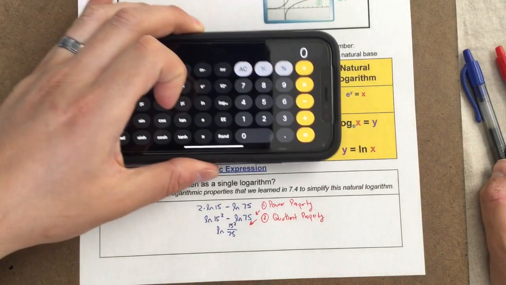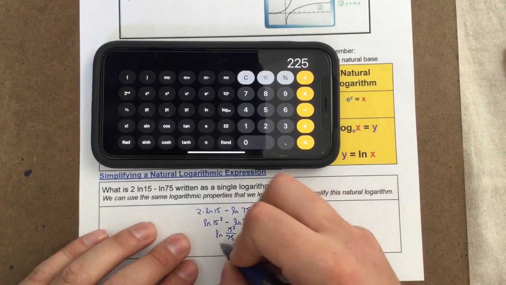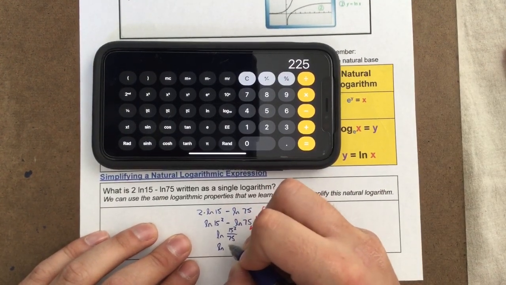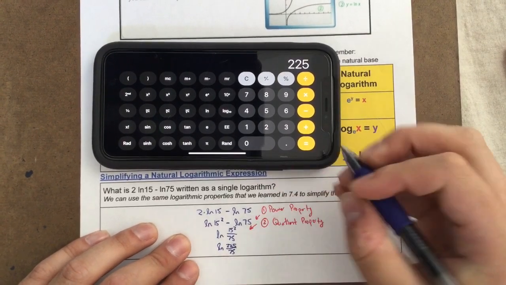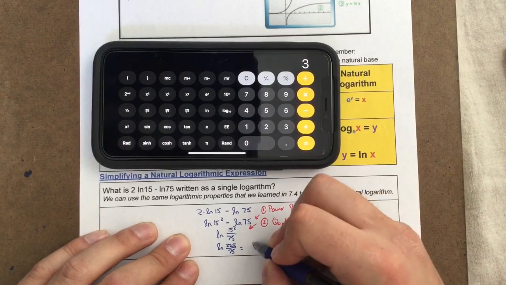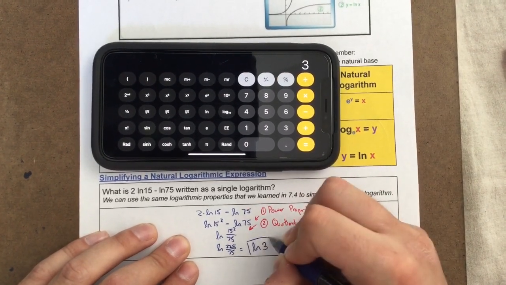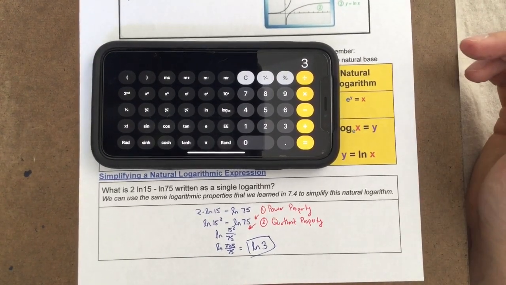So real quickly on our calculators, 15 times 15 is 225. The natural log of 225 over 75, and you can simplify that by dividing it. You would get the natural log of 3. And you can leave it as that if you're leaving it as one single logarithm.